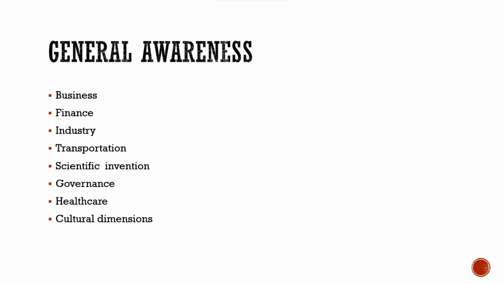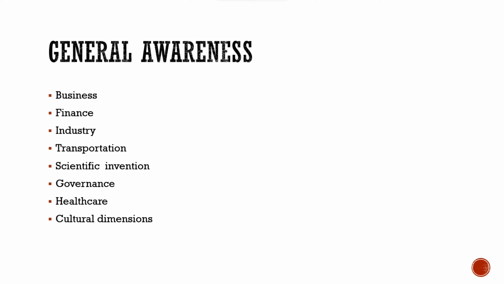The first topic here is business and finance related questions in general awareness, then industry, transportation, scientific invention, governance, healthcare and cultural dimensions. These all topics are going to come in general awareness. As you are an MCA aspirant, you already know about some of the scientific inventions and healthcare. Just you need to study more about business, finance and industry. So you can score marks here also guys.